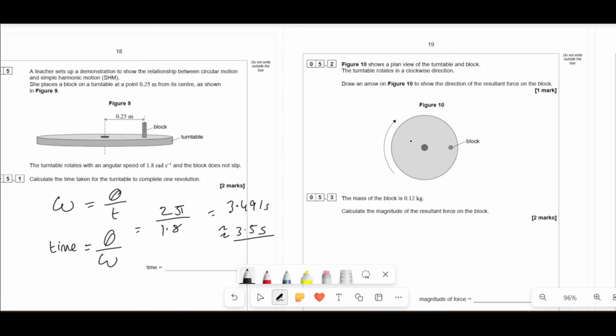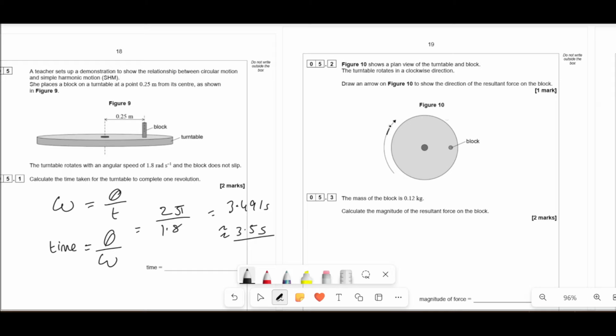So centripetal forces will always act perpendicular to the direction of the object's travel. So if this is going this way, for example, at that one point it's traveling like that, so it's going to be perpendicular, and it's always to the center. So no matter where you are, it's always like this. Not the other way, because then it'd be going outwards. So all centripetal forces always do that.